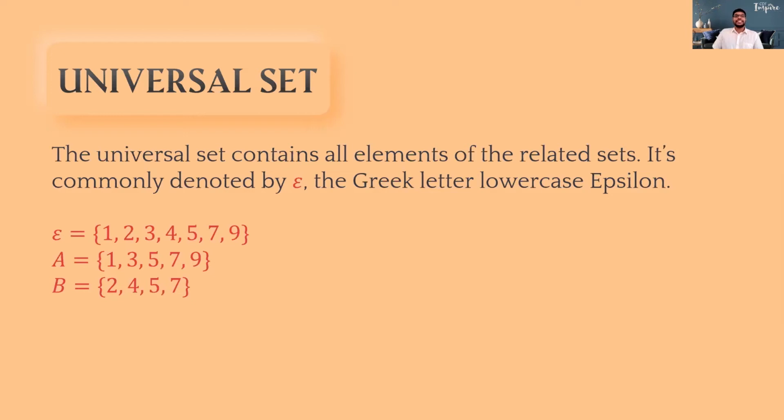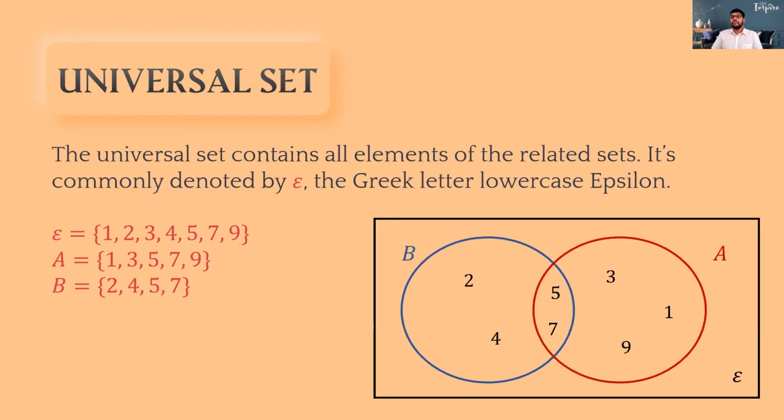Okay, so children, now you can see if I have set A as 1 3 5 7 9, set B as 2 4 5 7, the universal set contains all of these elements. So you can see the universal set has 1 2 3 4 5 7 9. Everything in set A and in set B is all in the universal set. Right. So children, I'll show you this in a Venn diagram.